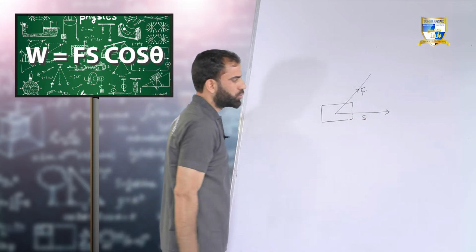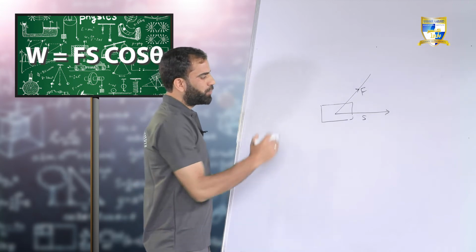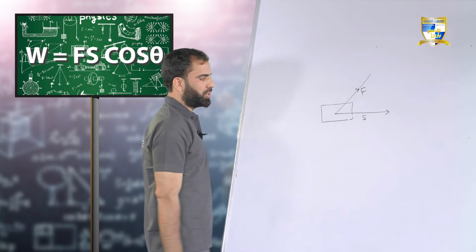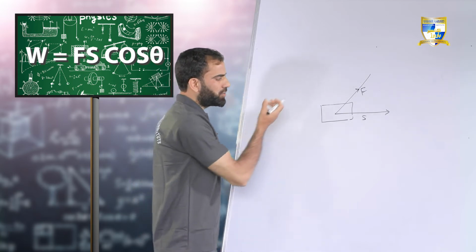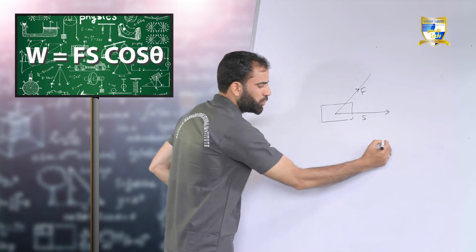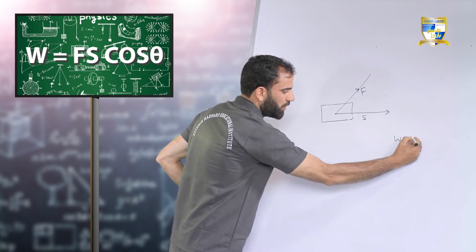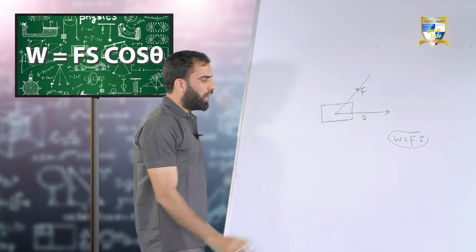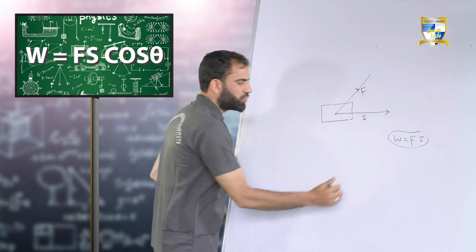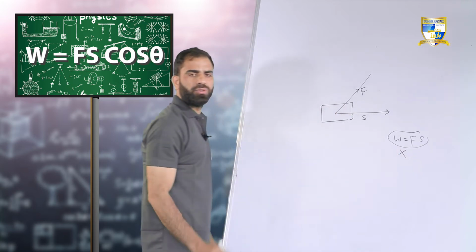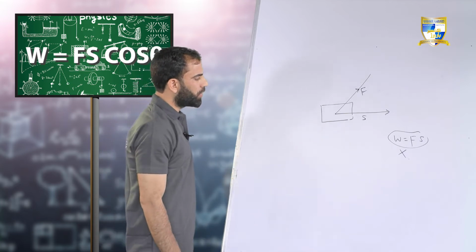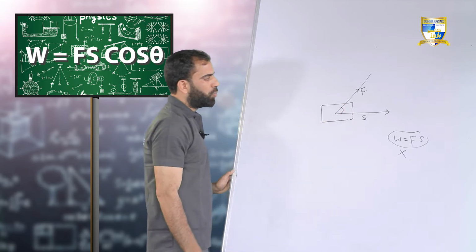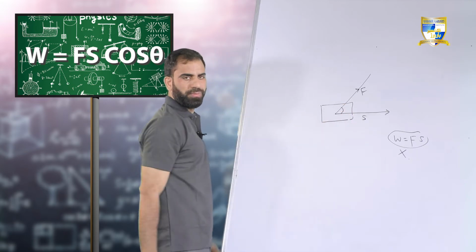So you are applying force at some angle. So far we have seen that force and displacement were acting in the same direction, or they might act in an opposite direction, so we were using the formula W equals Fs. But if force and displacement are acting at some angle, this formula will not be valid. So when force is applied at some angle, what formula are we going to use here?